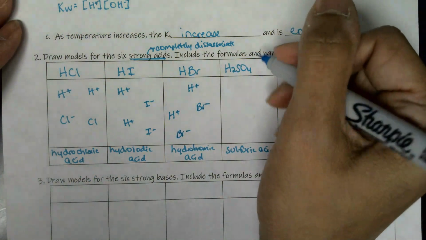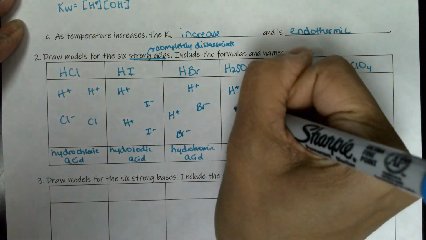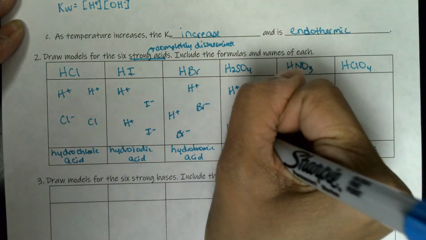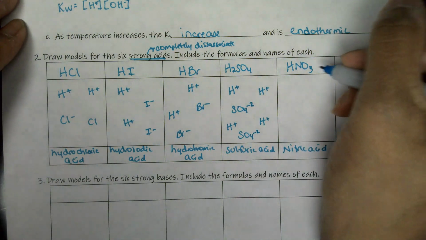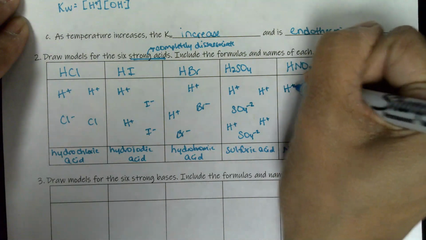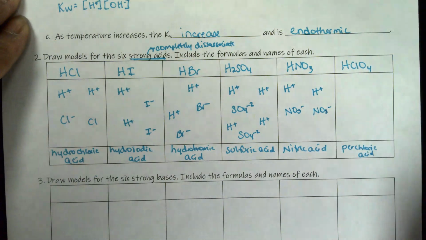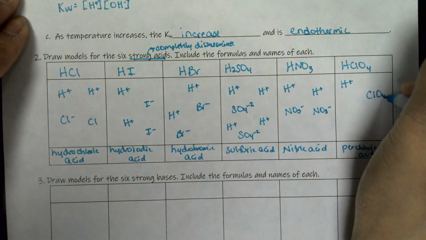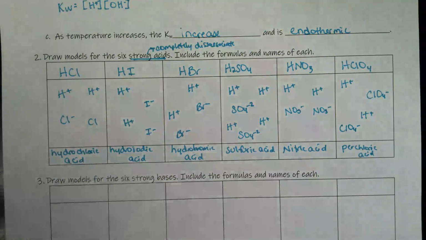H2SO4 is a little different. It's a 2-to-1 ratio. For every 2 H pluses you have one sulfate ion, which is a -2 charge. Nitric acid is a 1-to-1 ratio. For every one H plus, you have one NO3 minus. And HClO4, for every H plus that you have, one ClO4 minus ion. These are in aqueous because that's how you're showing the ions, so they're going to be completely dissociated.